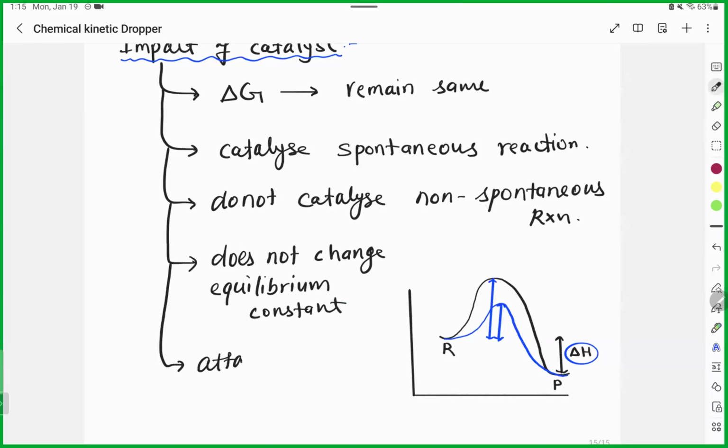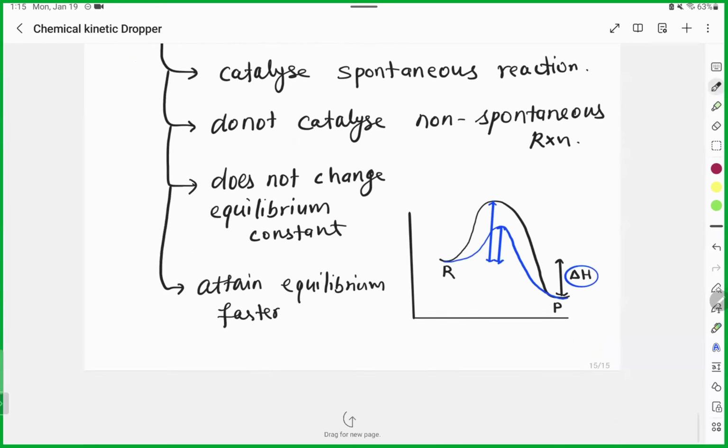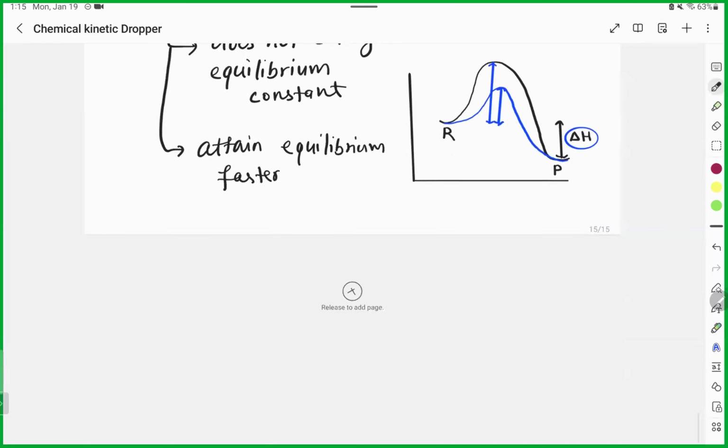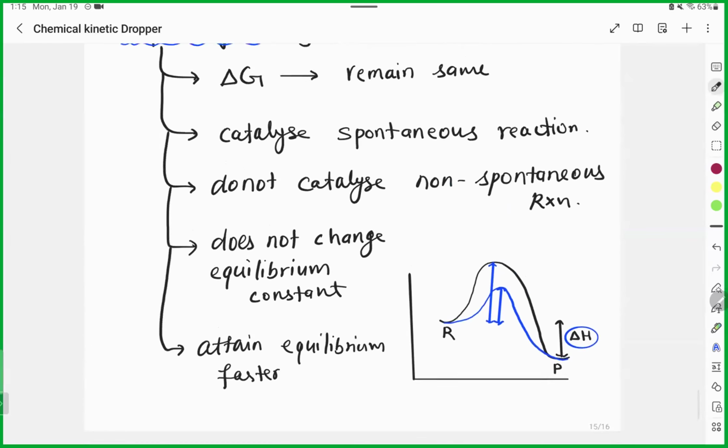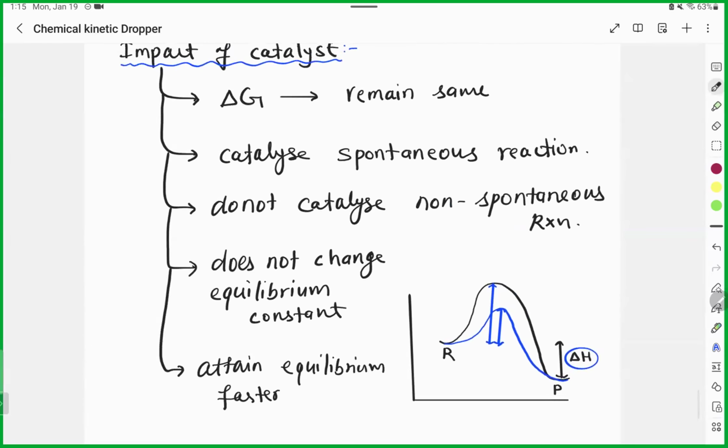So it just attains equilibrium faster, but the equilibrium constant value will remain the same in the forward and backward reaction. So all these factors are extremely important. What is the impact of a catalyst on a given reaction? Any doubt?